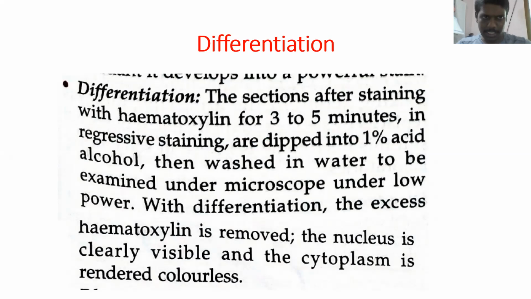Meanwhile, let us discuss differentiation. Differentiation is the procedure of differentiating any two stains or any two regions of the cell. This differentiation can be done by dipping the slide in a 1% acid alcohol solution. So the stain that is present in the cytoplasm will be removed. Meanwhile, the stain that is present within the nucleus will stay clear. It won't be removed. So that is called differentiation.